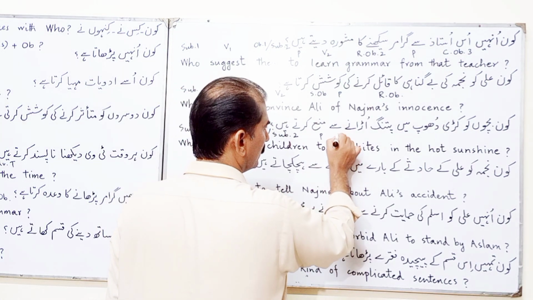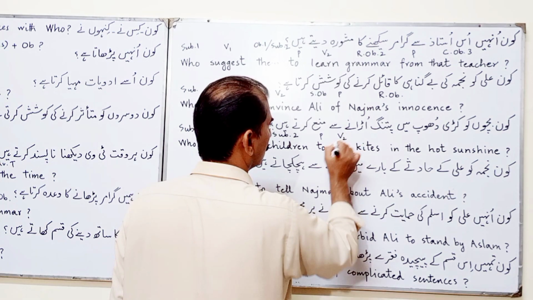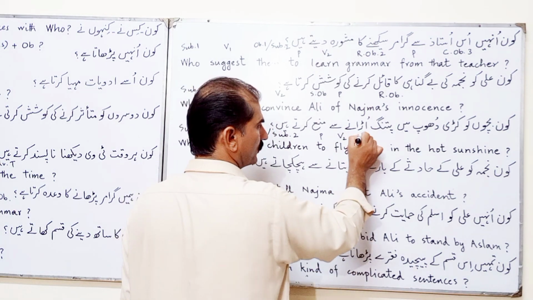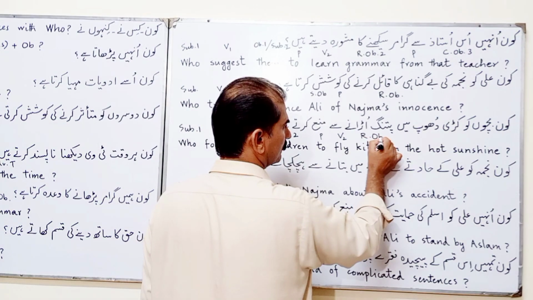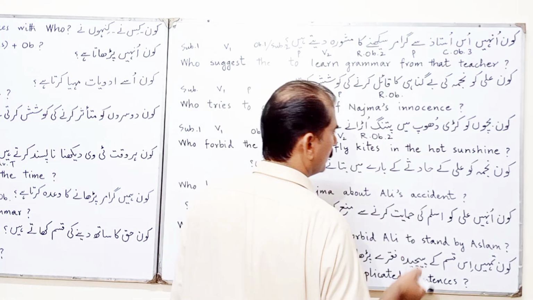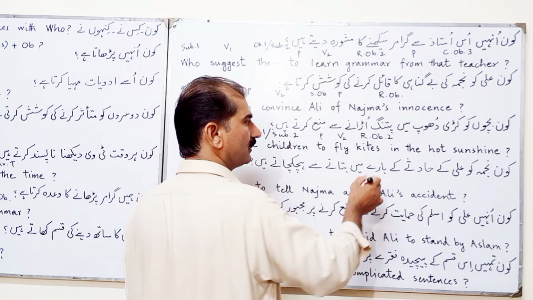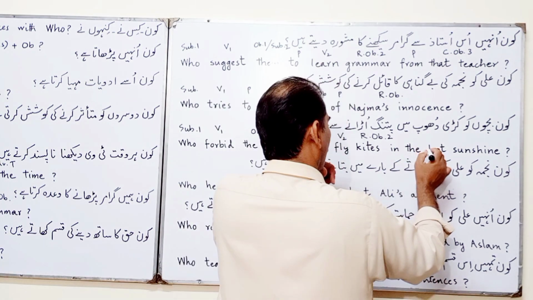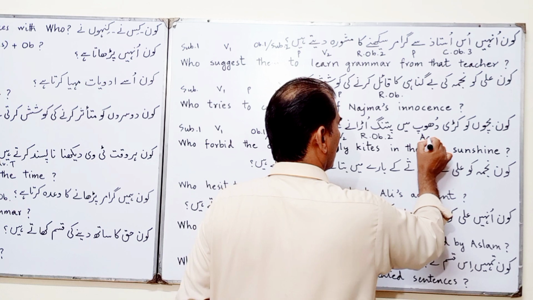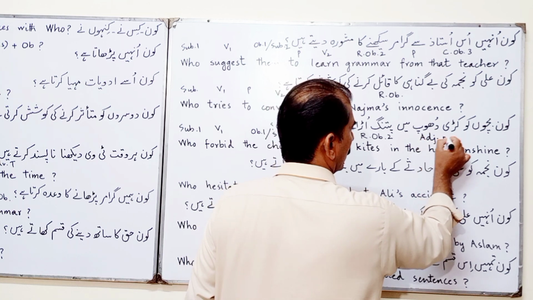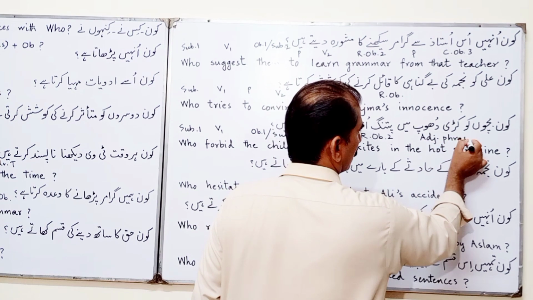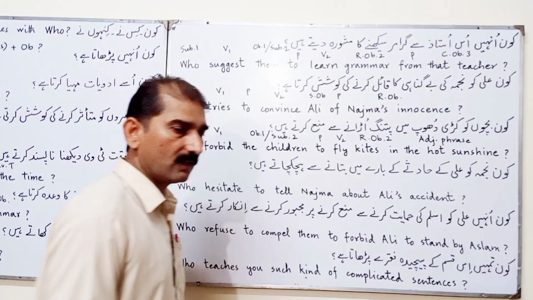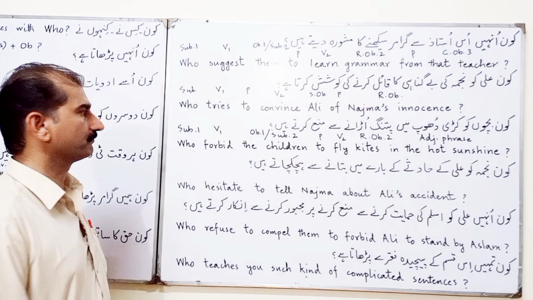Preposition. Fly is verb second. Kites are the real object over here. Or object second, we can also term it as object second. In the hot sunshine is an adjective phrase.